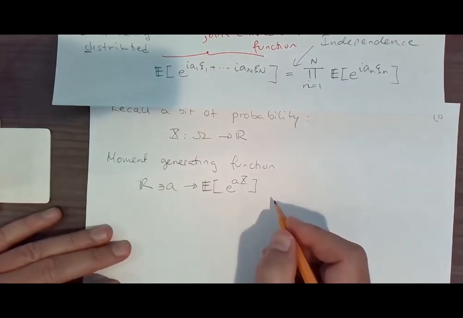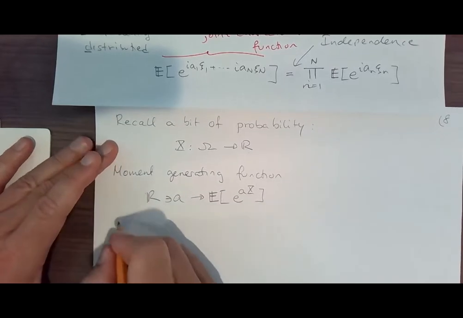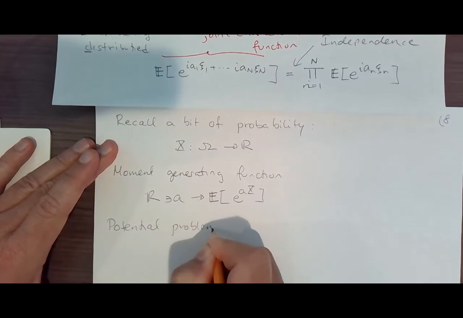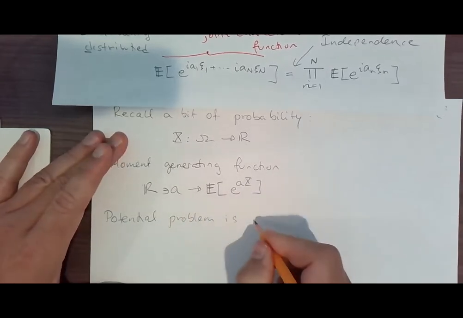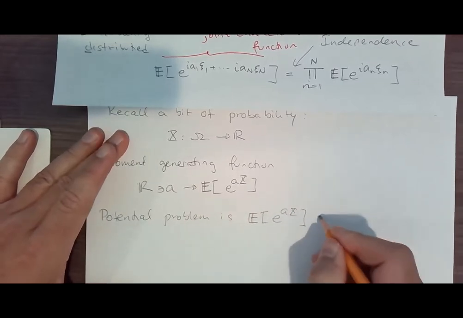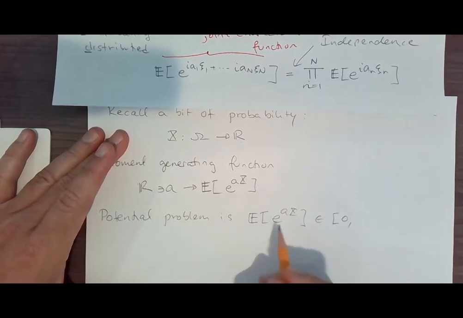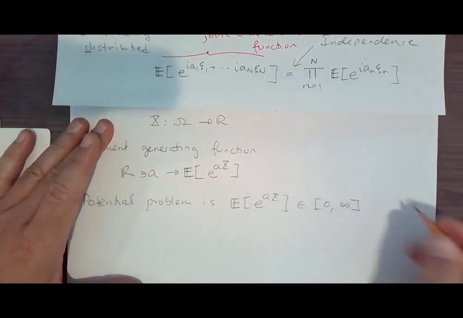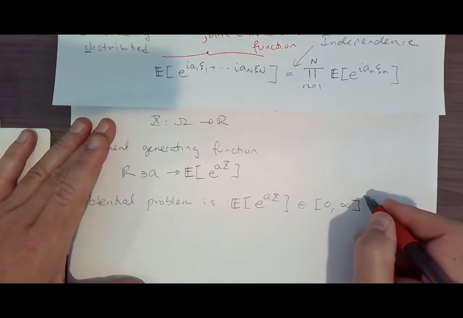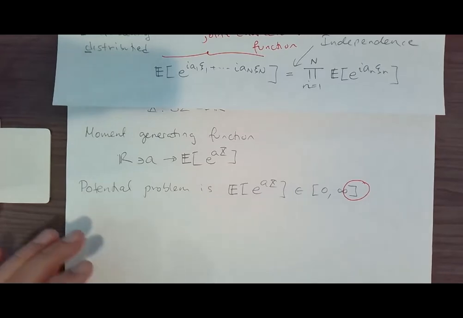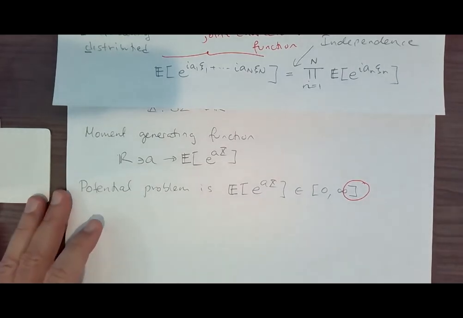And the problem with the moment generating function is the following. The potential problem is that this is a random variable which is positive, so the expectation is going to be positive, but it could blow up. So this here is the potential problem: that infinity is a possible value of the moment generating function.